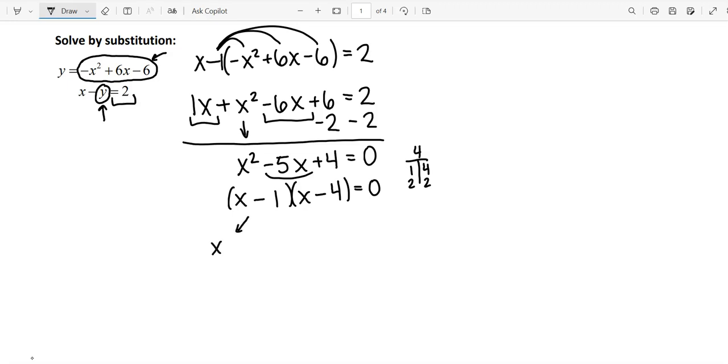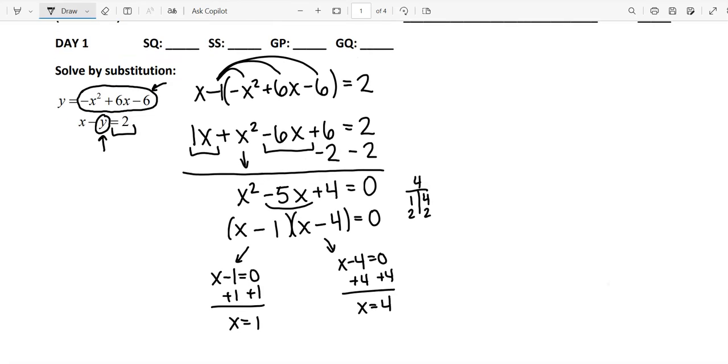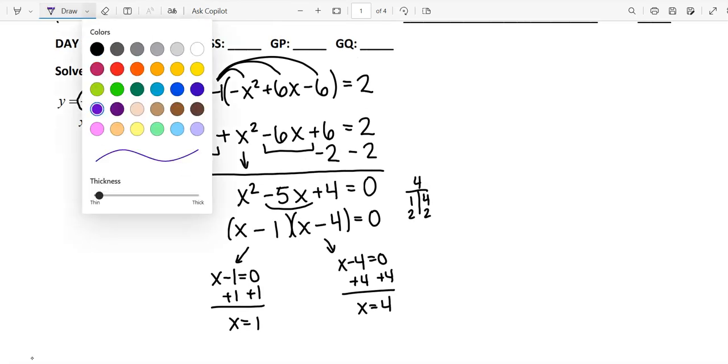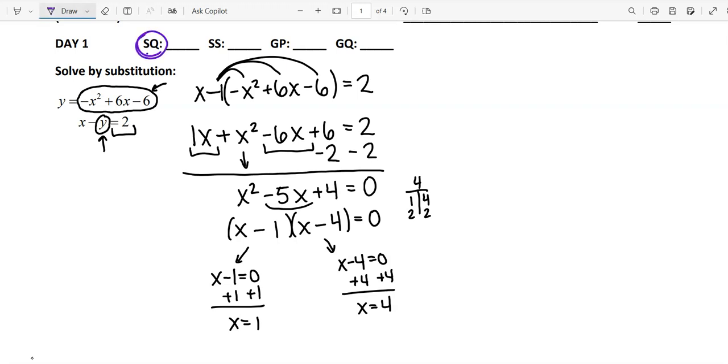From there, using zero product property, x minus 1 is equal to 0. If you add the 1 over, you get x equals 1. And then from here, x minus 4 equals 0, add the 4 over, and you get x equals 4. This is where your solving quadratics points came from. So solving quadratics came from here.